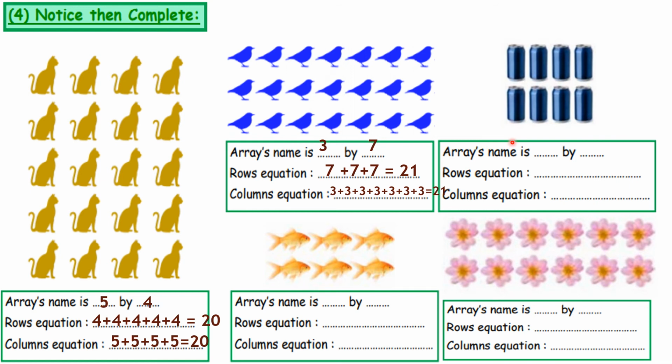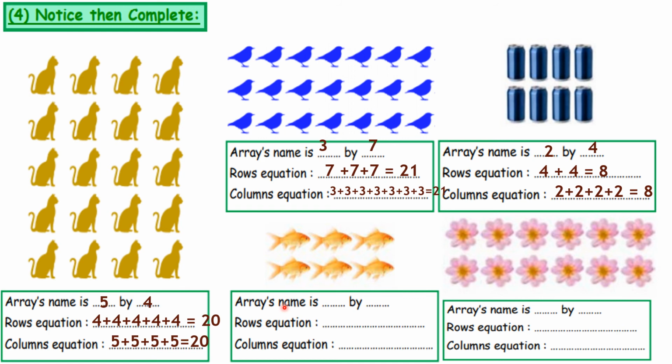What is the array's name here? I have 2 rows, so I put here 2, and 1, 2, 3, 4 columns. So the rows equation is 4 plus 4 equals 8. And the columns equation is 2 plus 2 plus 2 plus 2 equals 8.